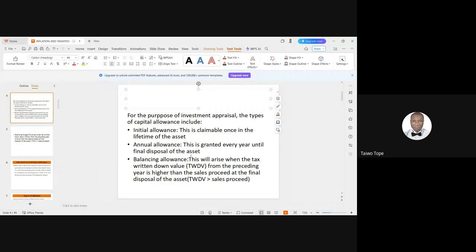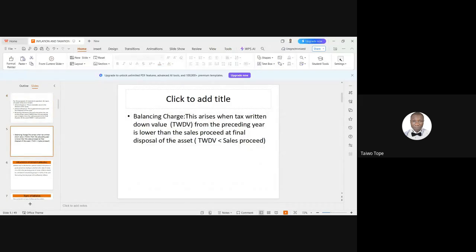Making tax written down value to what? Carrying amount in our normal account. So when the sales proceed is greater than the tax written down value, you have the issue of what? Balancing allowance. But where the sales proceed is less than the tax written down value, what you have is what? The balancing charge.